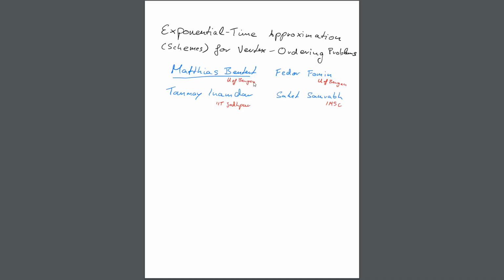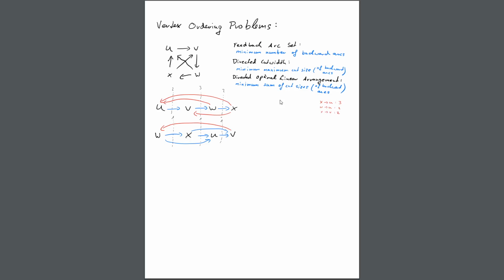I'm from the University of Bergen, and today I'm going to talk about our paper, Exponential Time Approximation Schemes for Vertex-Ordering Problems. This is joint work with Fedor Fomin, also from the University of Bergen, Tanmay Inamdar from IIT Jodhpur, and Saket Saurabh from IMSC. So let's start, and let's talk about vertex ordering problems.